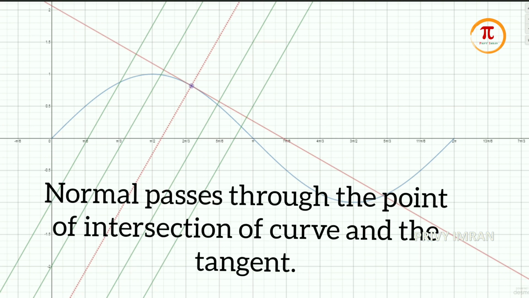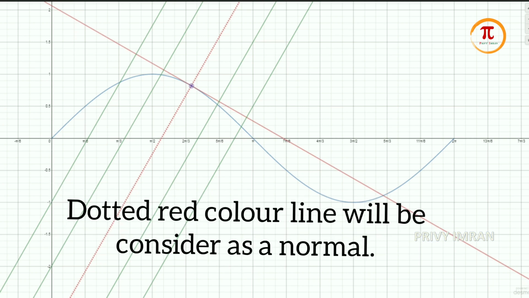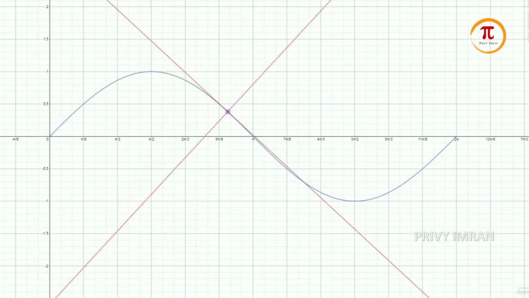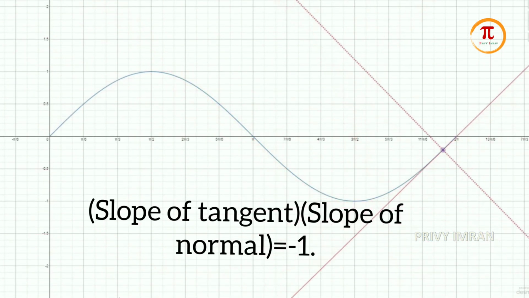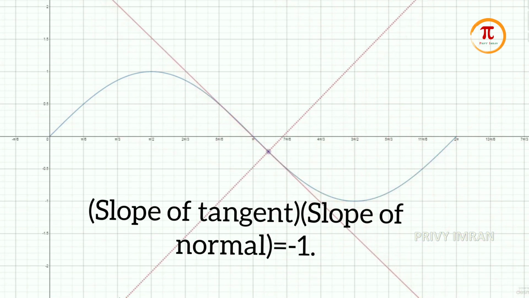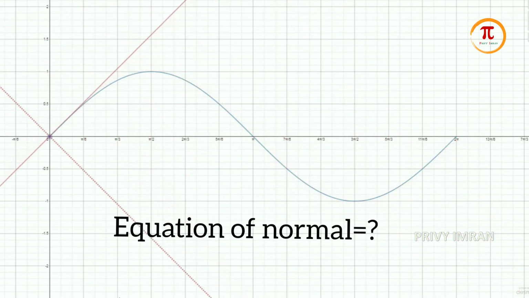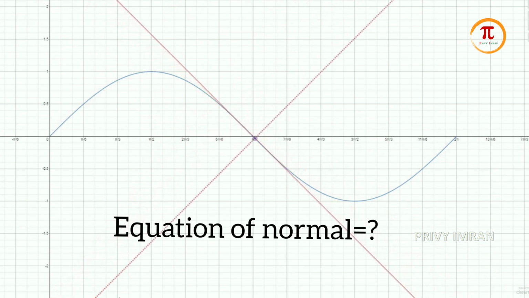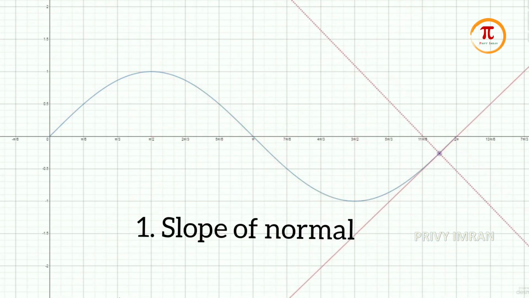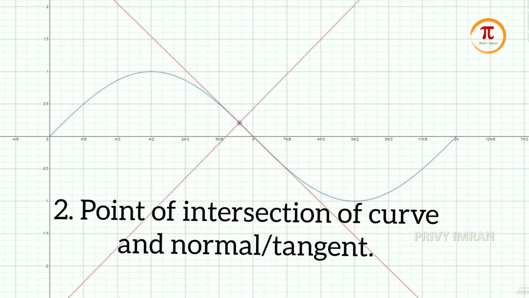Always the normal passes through the point of intersection of the curve and the tangent. Here the dotted red color line will be considered as a normal. And again, if you multiply the slope of the tangent and the slope of the normal, it will give you -1. Now if you want to find the equation of the normal, first of all we need to find the slope of the normal and the point of intersection of the normal and the curve.